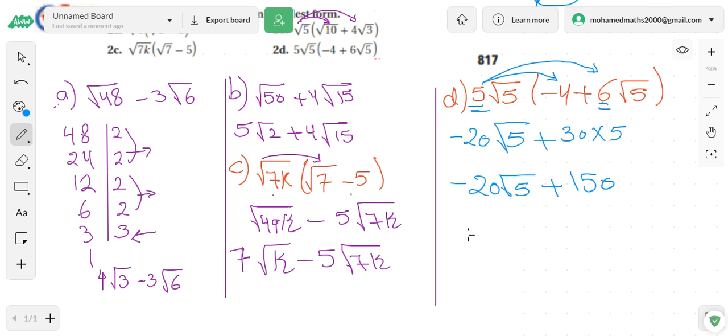But as a mathematical way to write, we have to start by the number first and put the radical second. So it is 150, just flip like this, minus 20 radical 5. This way correct and this way correct. Also you can write both.